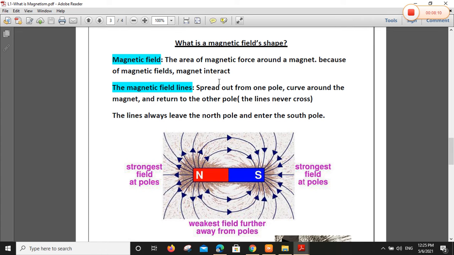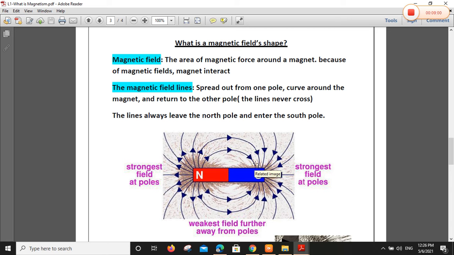They found that these magnetic field lines never cross, never intersect, never overlap with each other. The magnetic field lines spread out from one pole, curve around the magnet, and return to the other pole. They come out from north and move toward south. These lines never cross like this.